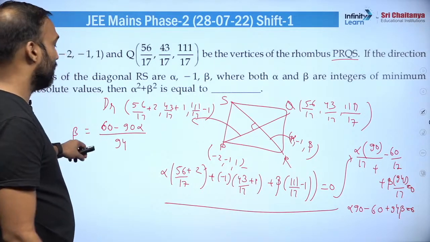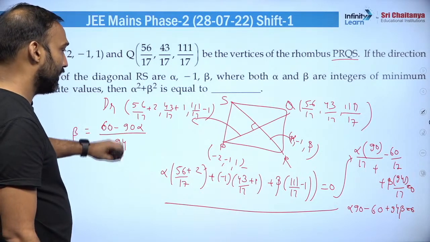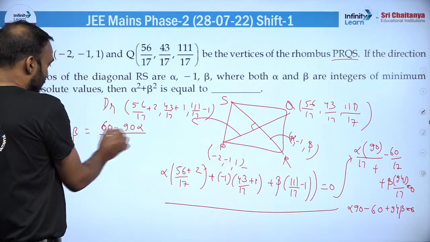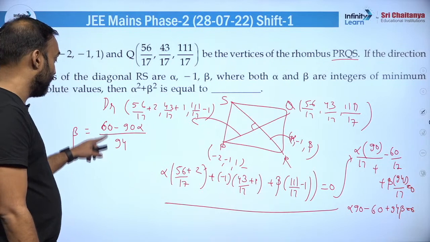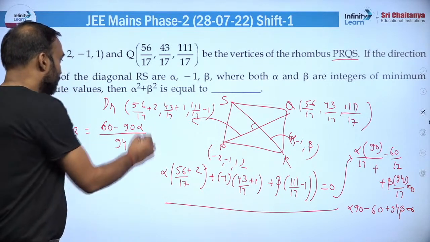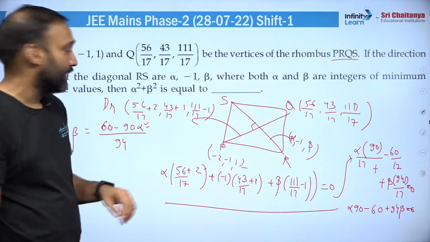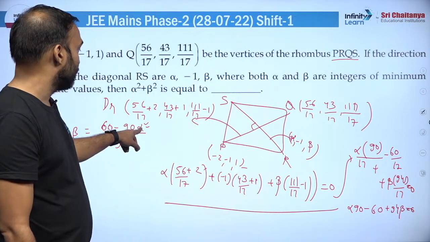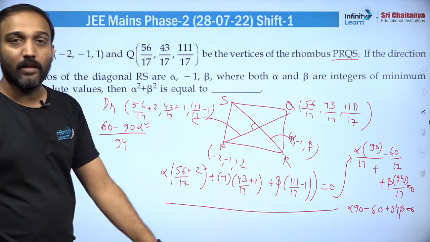So, if beta needs to be an integer, and alpha needs to be an integer, then this p by q should be divisible. We should have an integral value. So, 60 minus 90 alpha should be divisible by 94. We can put values of alpha such that 60 minus 90 alpha is a multiple of 94. Once I get the smallest value of alpha, I will have beta. Then I will find the sum of their squares.